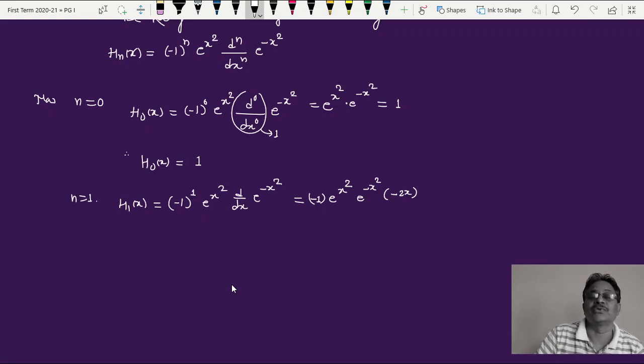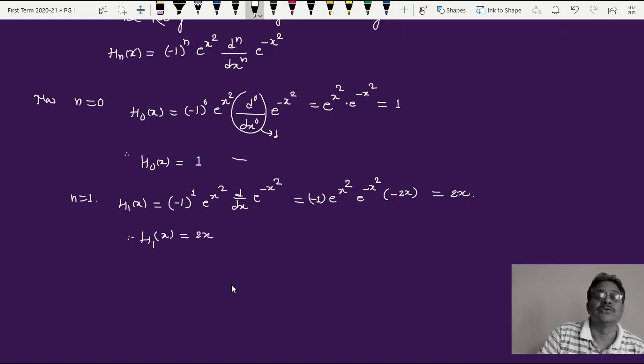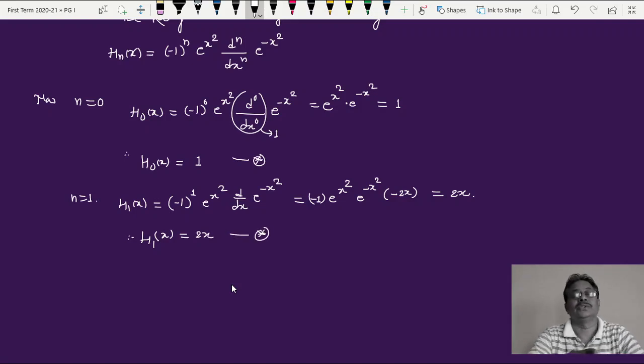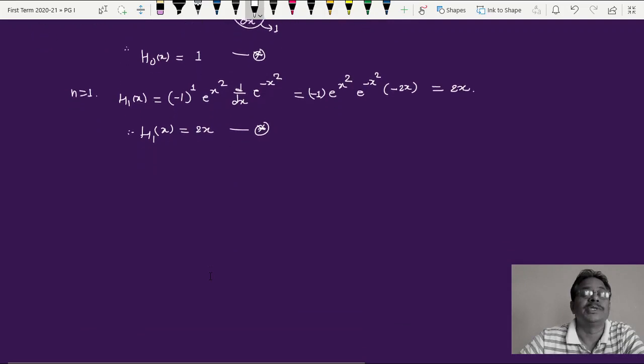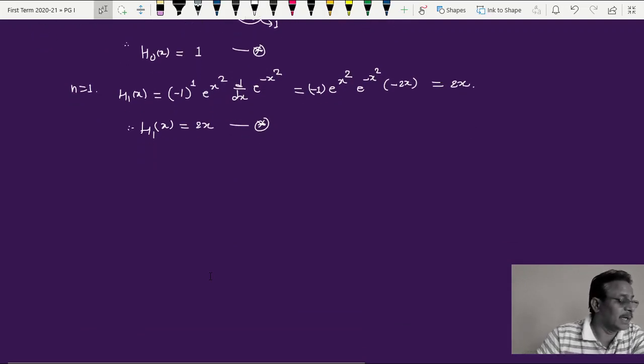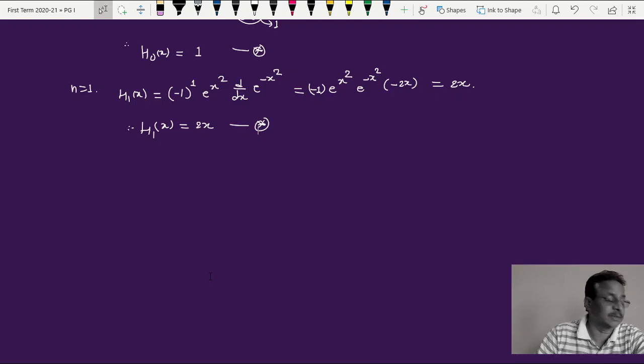So this e raised to x square and e raised to minus x square cancel, and minus 1 and minus 2 give me twice x, and therefore my first Hermite polynomial, or Hermite polynomial of degree n equal to 1, is simply equal to twice x. That is what we have already calculated, we know that, and this is the second member of the Hermite polynomials. h1 of x is equal to twice x.